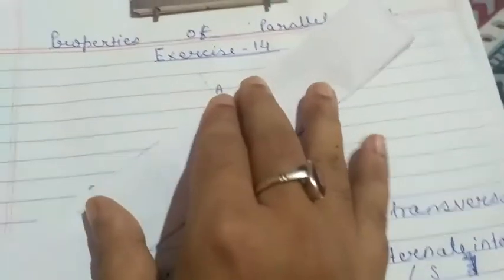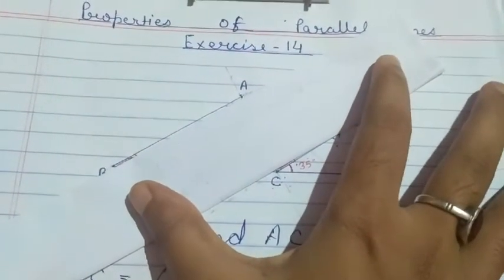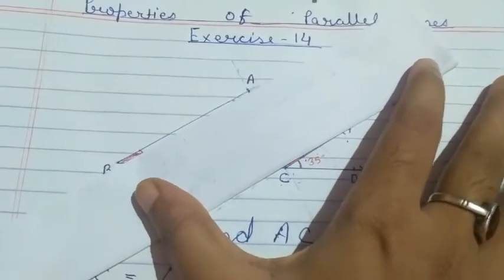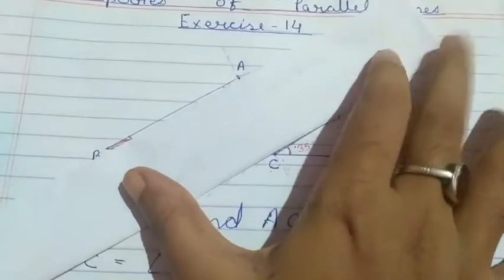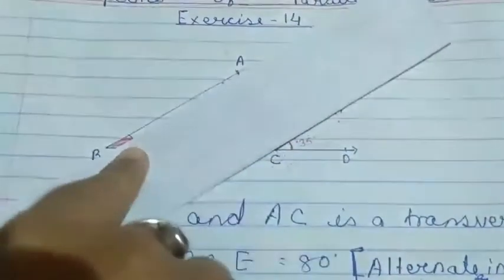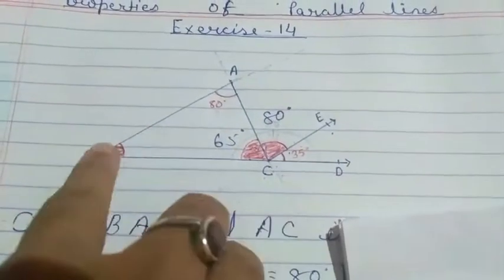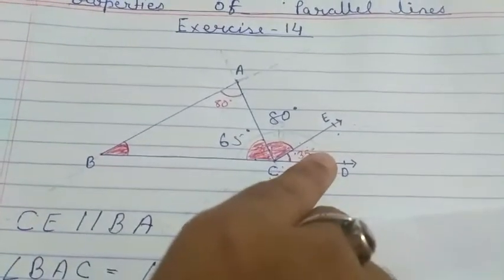If you check it here, if BA and CE are parallel to each other, that means BCD is transversal. So when BCD is transversal, that means this angle and this angle, what? These are corresponding angles.